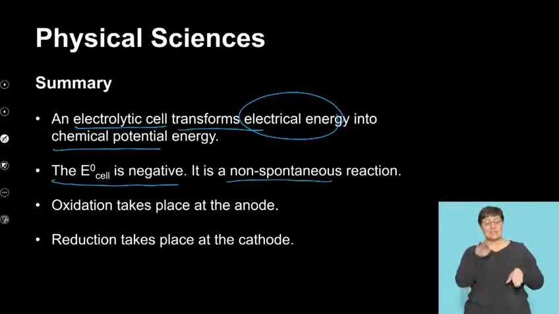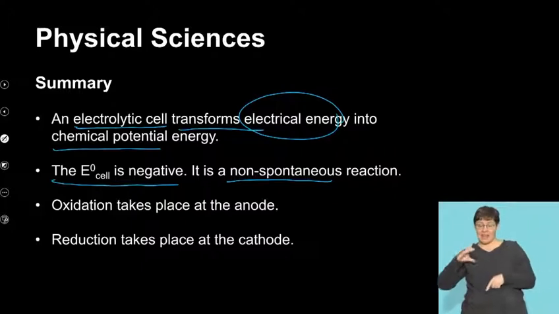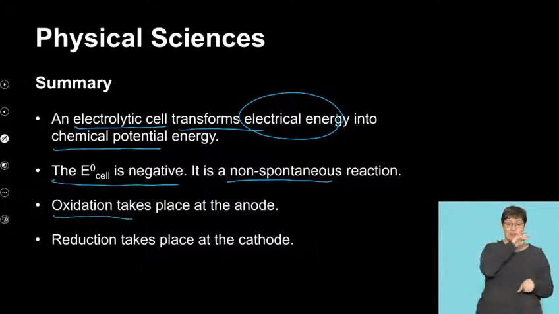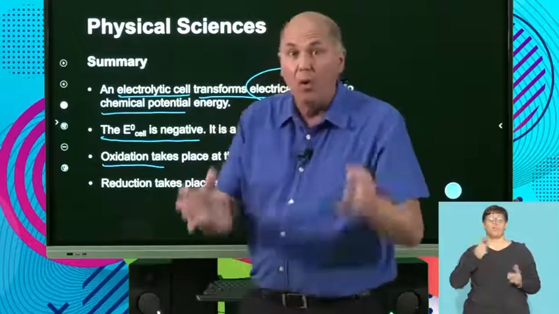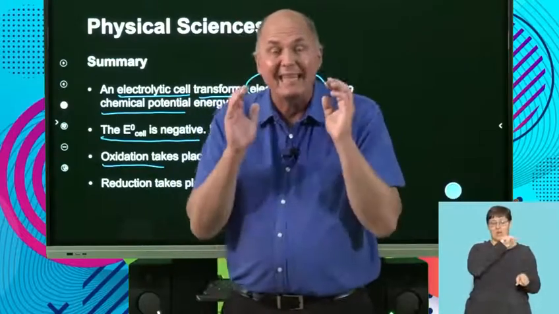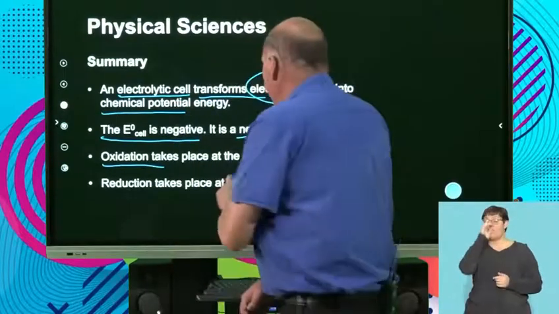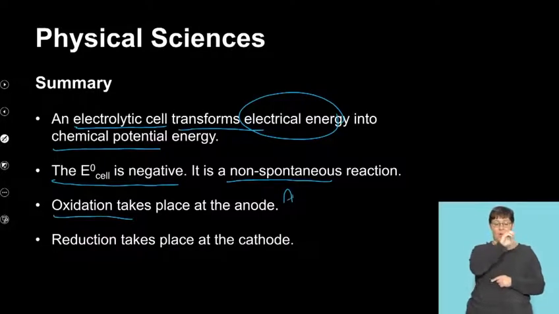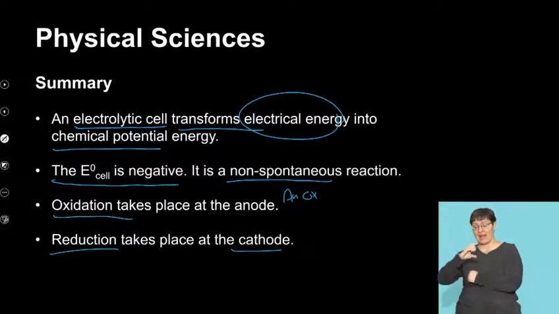But remember what's similar between the galvanic cell and the electrolytic cell is that oxidation always takes place at the anode. We remember that we're looking for an ox. We recognize reduction is at the cathode. We're looking for the red cat.